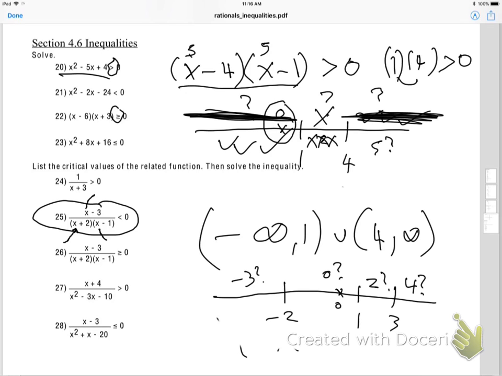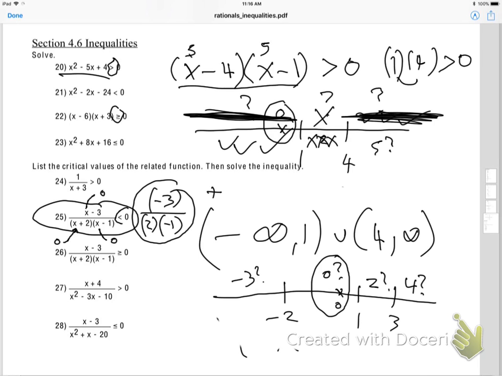Okay, so let's plug in 0, it's always easy. If I plug a 0 in, with 0 on top, I'm going to have negative 3 on there. On the bottom, 0 plus 2 is 2. 0 minus 1 is minus 1. Multiply all those together. Doesn't really matter. Can you see 2 negatives? I've got 2 negatives. That will make a positive. Is a positive less than 0? No, it isn't. So this area will not work.